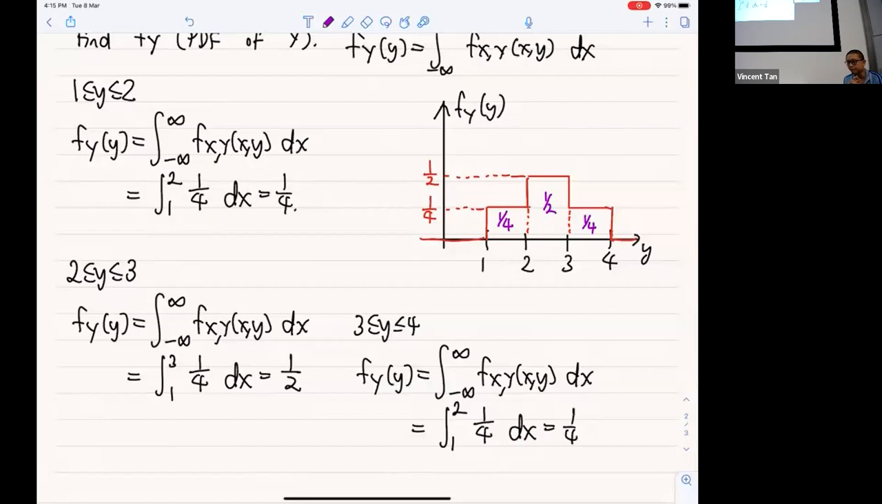Is this clear? So we are good. So here I found the marginal PDF of Y for you. But is there a faster way to do all of this? There is, okay.